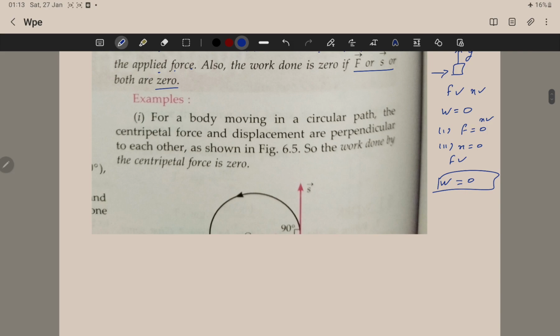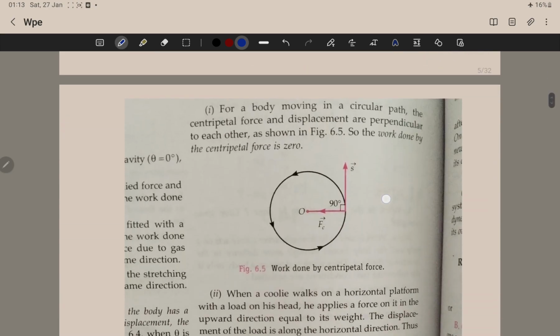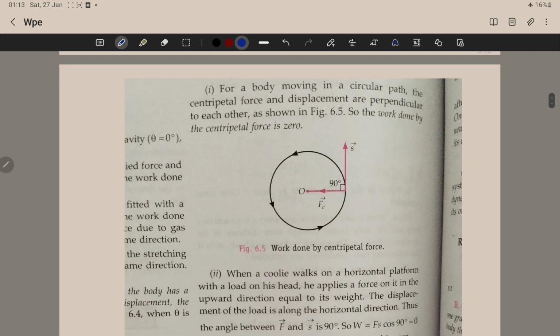We have some examples. Just like for a body moving in a circular path, the centripetal force and the displacement are perpendicular. So let's say this is a body or this is a point, and it is moving in a circular path. We know the direction of centripetal force is along the radius from that point, towards the center of that circle.